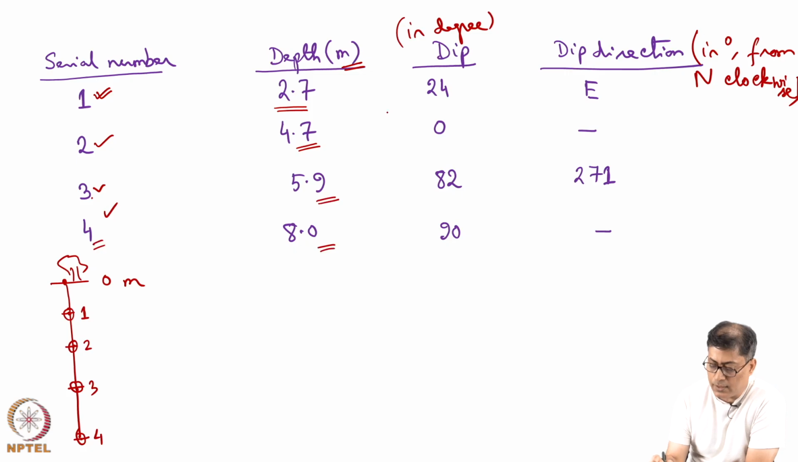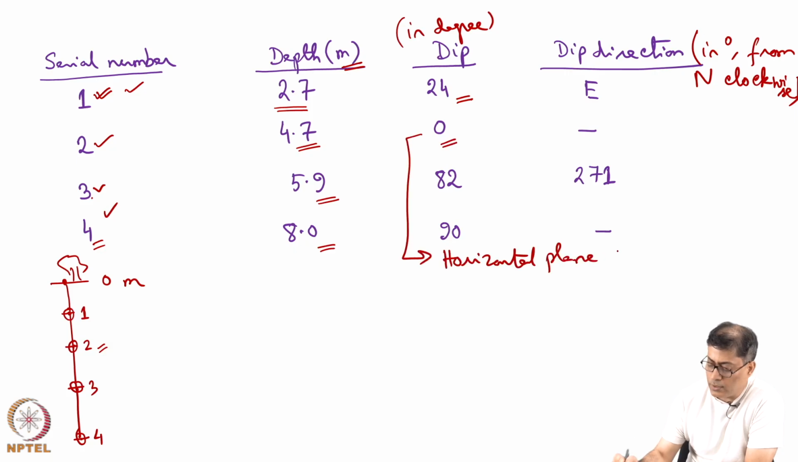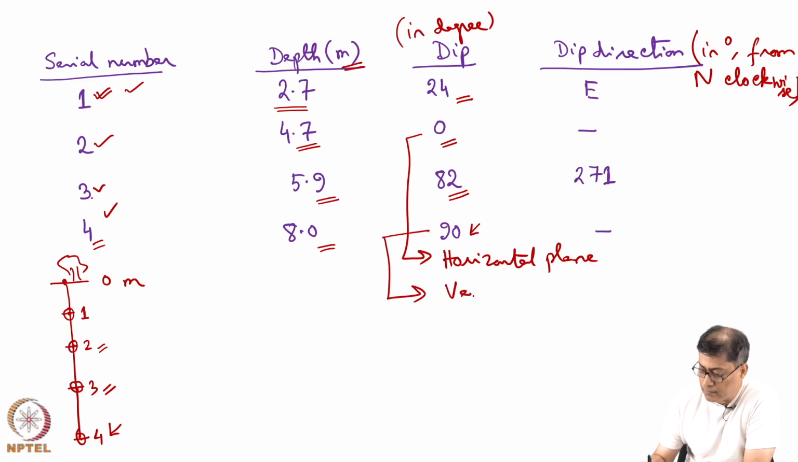And some lithological contact has been found at point 1 and the dip is 24 degree. At point 2 another lithological contact has been found with 0 degree dip. 0 degree dip means we are dealing with a horizontal plane of contact. At point 3 we are finding a steeply dipping contact, 82 degree, and at point 4 we are getting a 90 degree dip. 90 degree dip means a vertical plane.